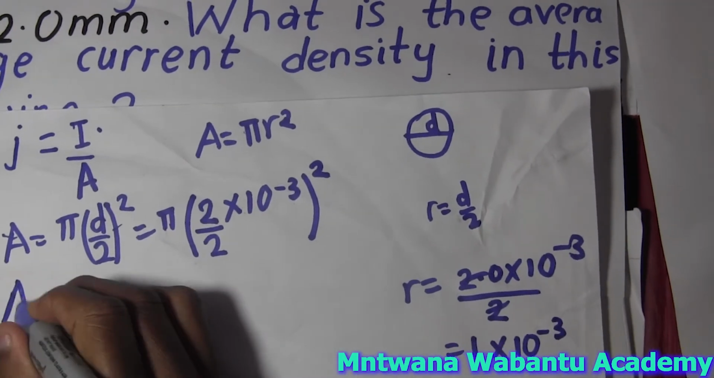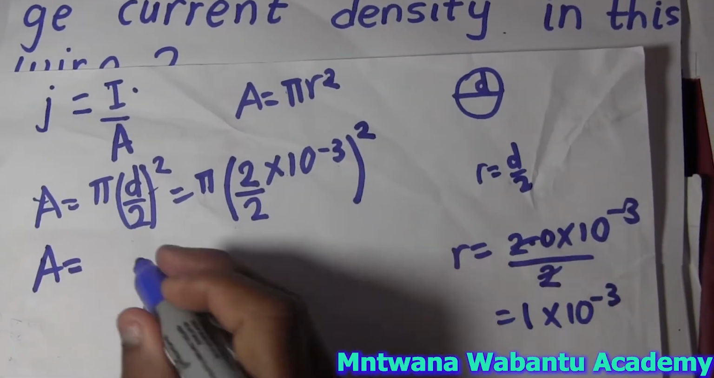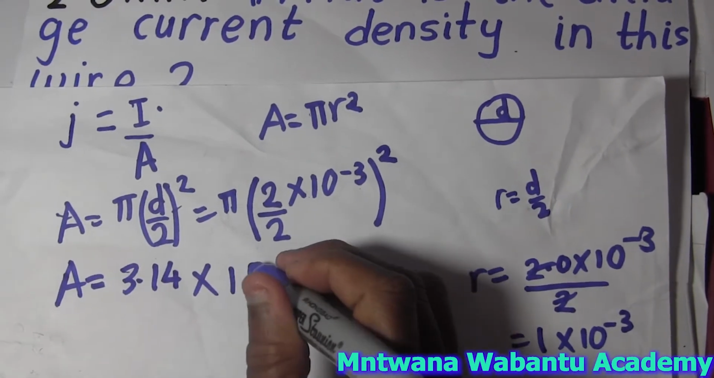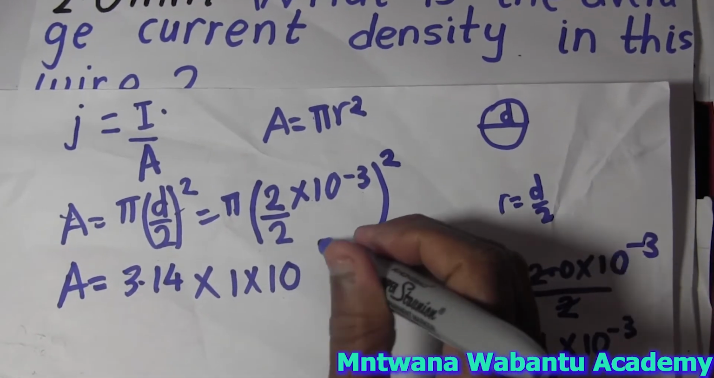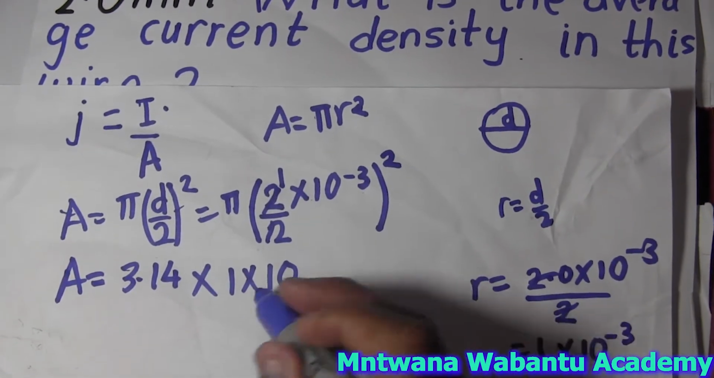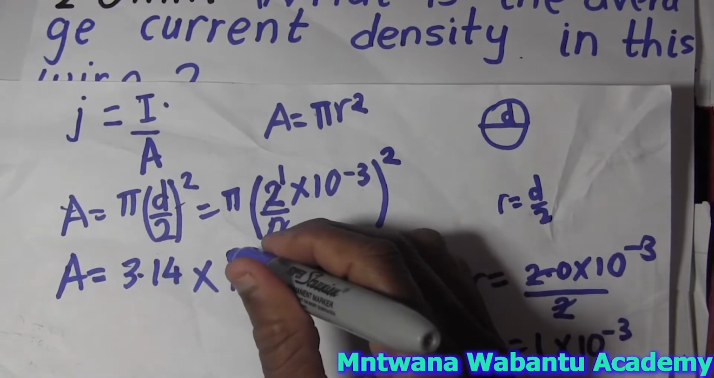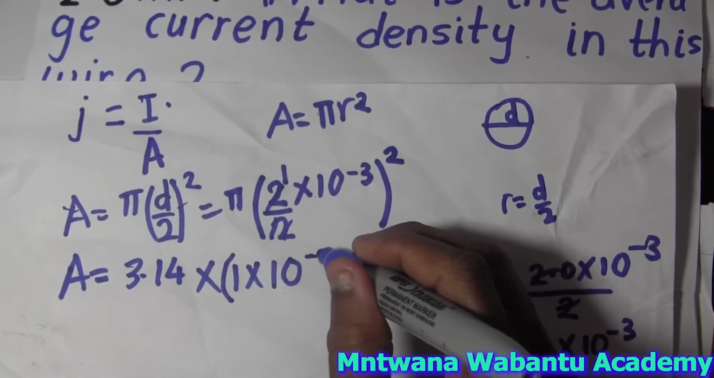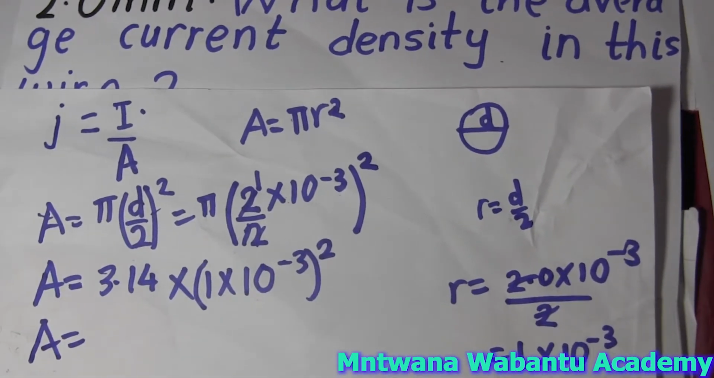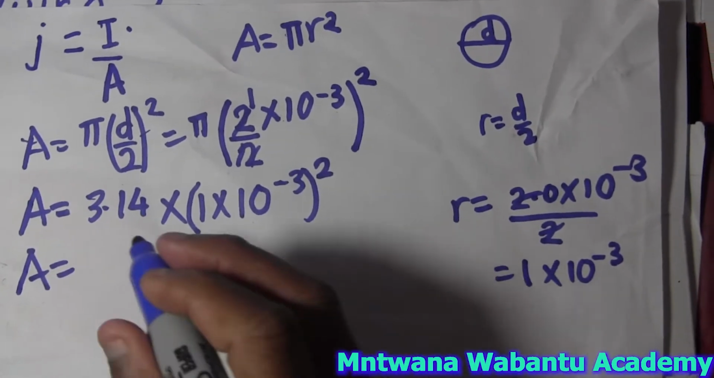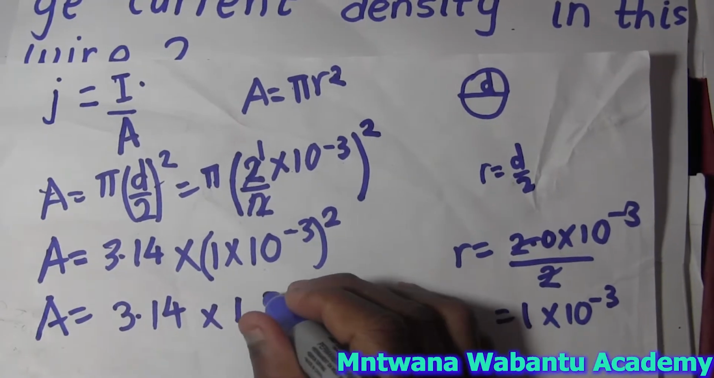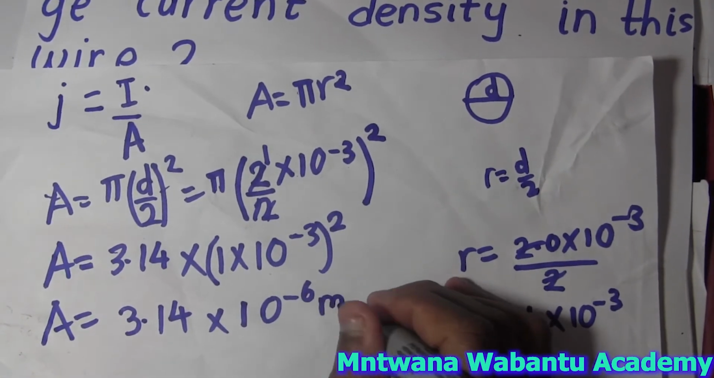So my cross section area equal to pi, 3.14, times 1 times 10 power negative 3. Look, let's put a bracket here, 1 times 10 power negative 3, but all of this has to be squared. So what is the cross section area? If you put it in the calculator, this is going to give us 3.14 times 10 power negative 6, but it's going to be meter square.